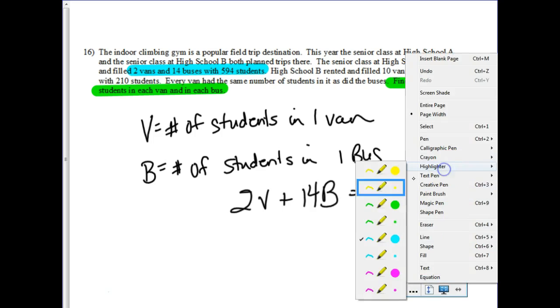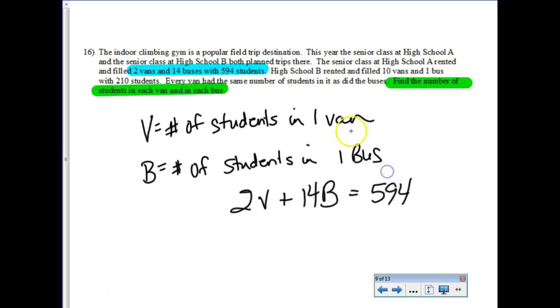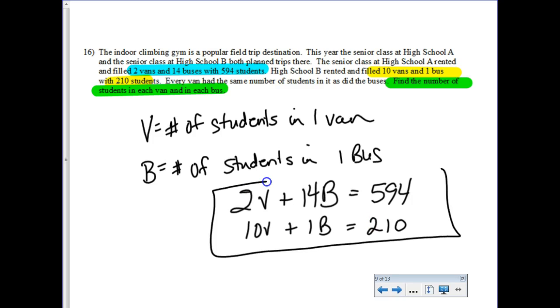And then, there's another color I haven't used. There we go. High school B, build 10 vans, 1 bus for 210 students. So 10 times the number of students in a van, plus 1 times the number of students in a bus. You don't have to have the 1 there. Equals 210. And again, I don't need you to solve today on the review. We would use elimination, of course.